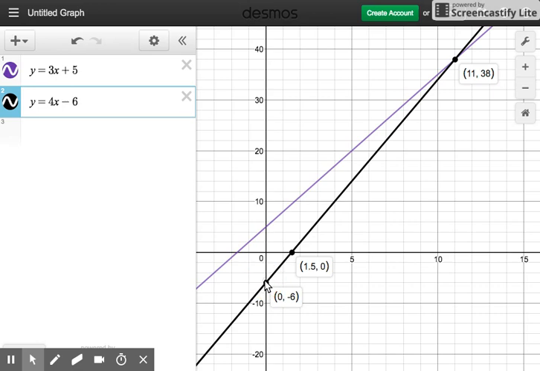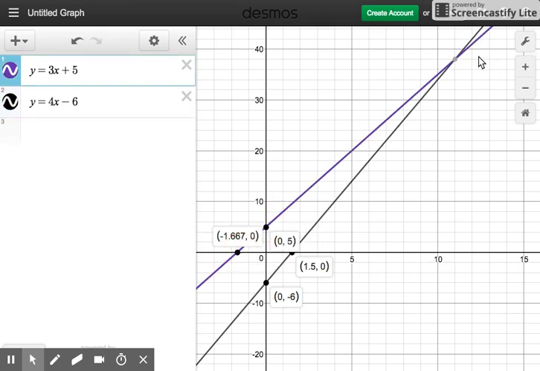We can see both the intercepts here on this black line, which is our 4x minus 6. If you click on the purple line, you can see both of those intercepts as well. And we can see where they cross. So you can see all of these different points all on the one graph, and you didn't even have to do any calculating by hand. It just did it all for you.